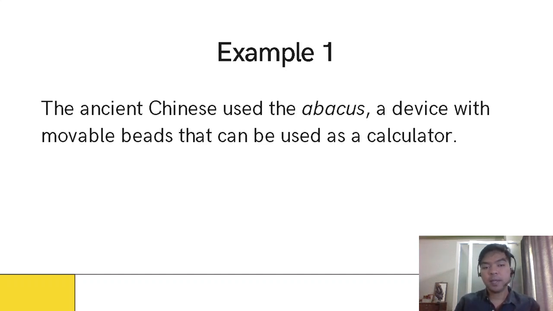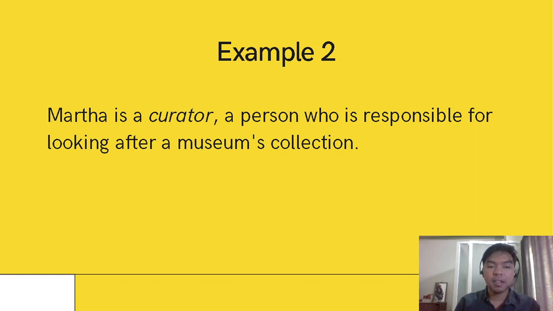Okay, so example number two, Martha is the curator, a person who is responsible for looking after a museum's collection. So in this sentence, we now know that when you say curator, it is the person that is responsible for looking after a museum's collection. So again, it helped us better understand what the sentence means, and at the same time, it helps us understand what the unfamiliar word means.